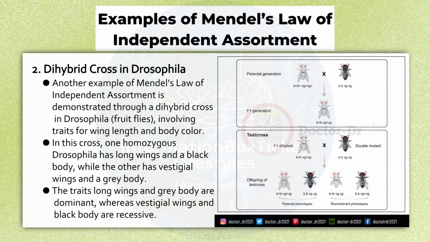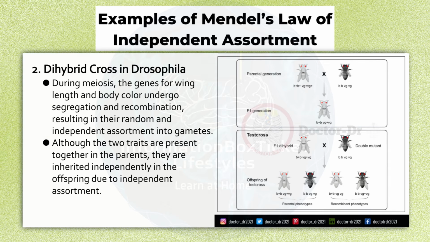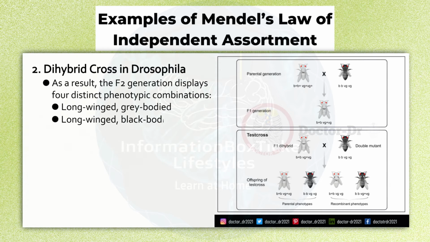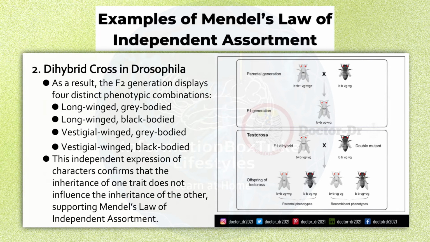The traits long wings and gray body are dominant, whereas vestigial wings and black body are recessive. During meiosis, the genes for wing length and body color undergo segregation and recombination, resulting in their random and independent assortment into gametes. Although the two traits are present together in the parents, they are inherited independently in the offspring due to independent assortment. As a result, the F2 generation displays 4 distinct phenotypic combinations: long-winged gray-bodied, long-winged black-bodied, vestigial-winged gray-bodied, and vestigial-winged black-bodied. This independent expression of characters confirms that the inheritance of one trait does not influence the inheritance of the other, supporting Mendel's law of independent assortment.